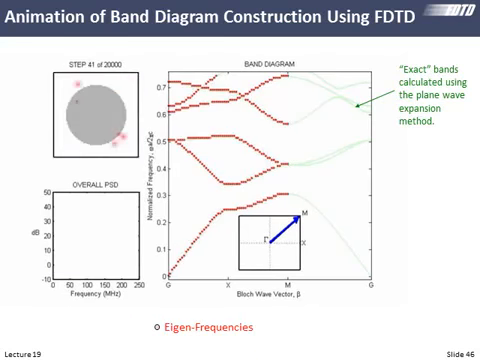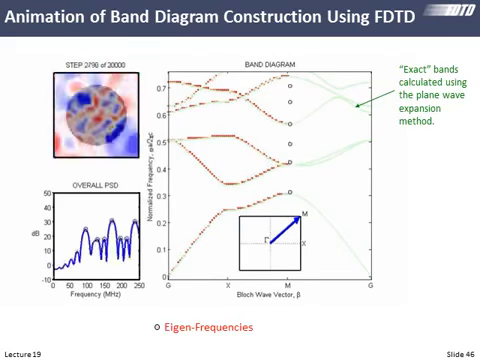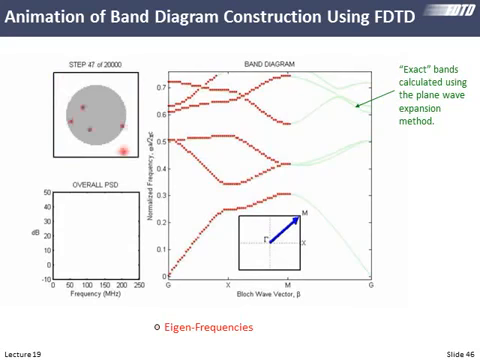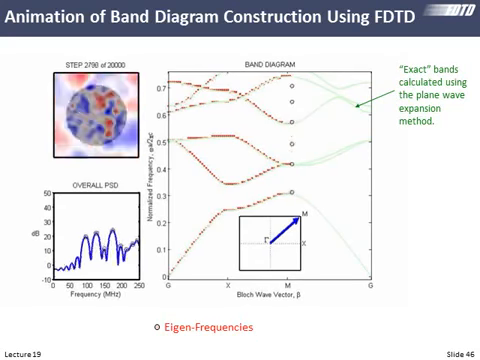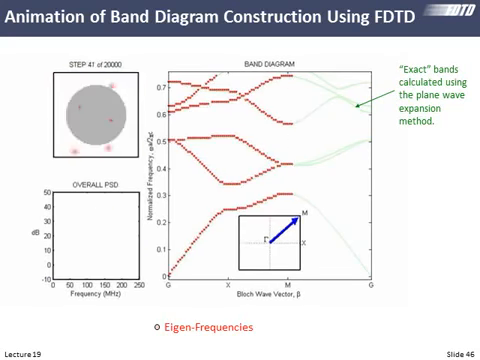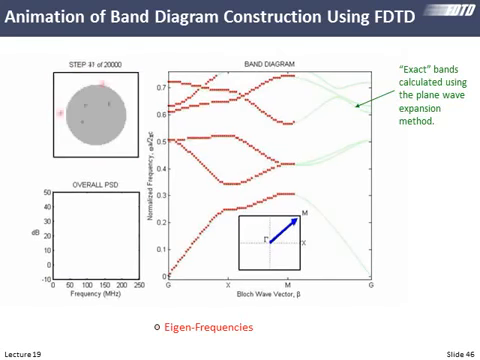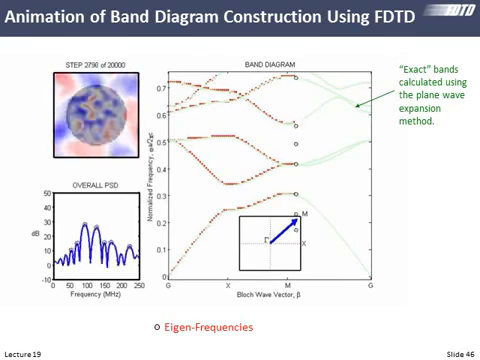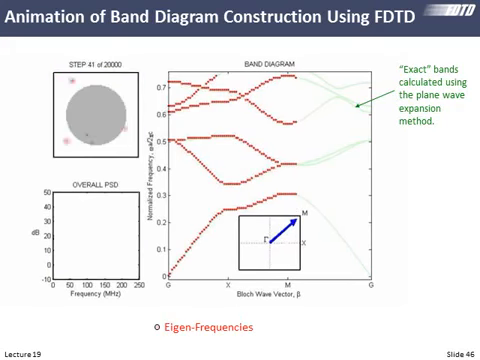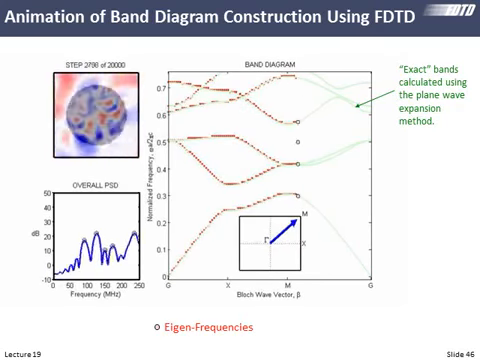So remember, as we're marching left to right in this band diagram, we're changing the direction of that Bloch wave vector. And that's being plotted as the blue arrow within that Brillouin zone that I've shown. And so we're marching from the gamma point to the X point to the M point, and then here we'll start marching back to the gamma point.